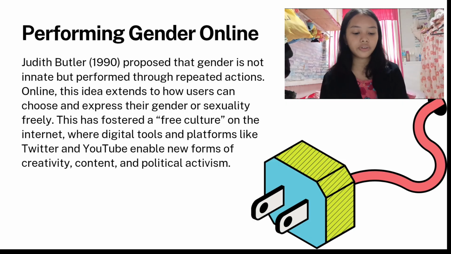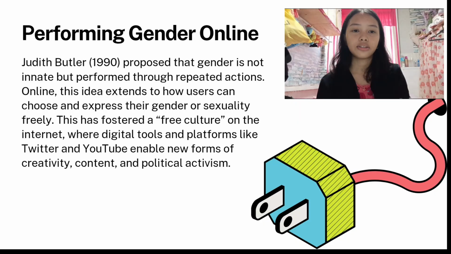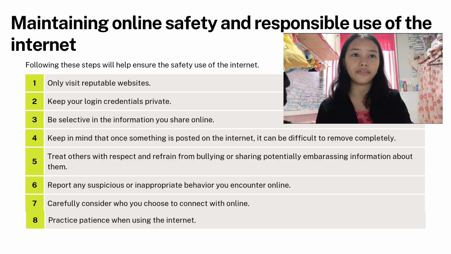However, this freedom also comes with responsibilities. It is important for individuals to be mindful of the information they share online and consider the potential impact it may have on themselves and others. So we should all really be careful on what we post online because we don't know if this might offend someone and it might affect our social identity and our online identity. So this is how we maintain online safety and responsible use of the internet.